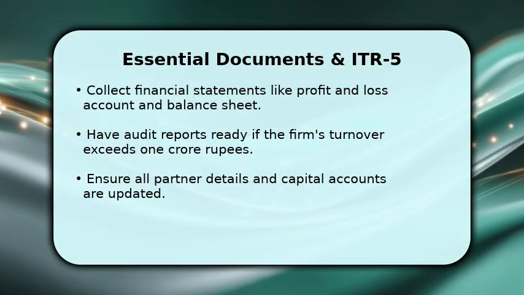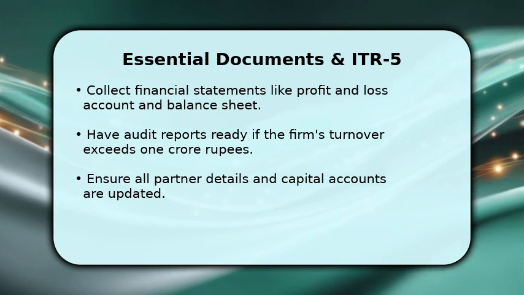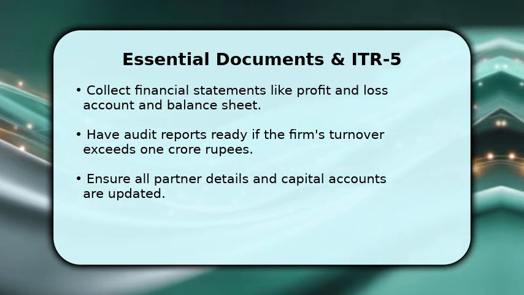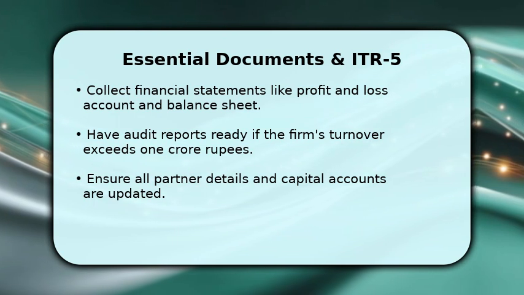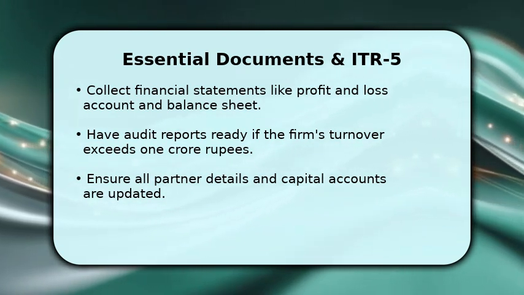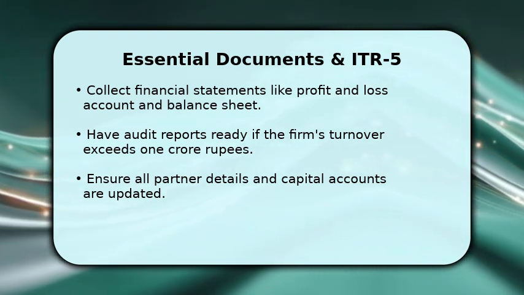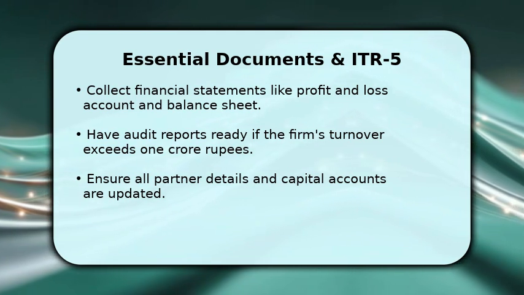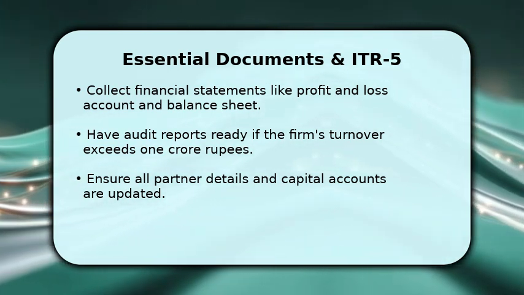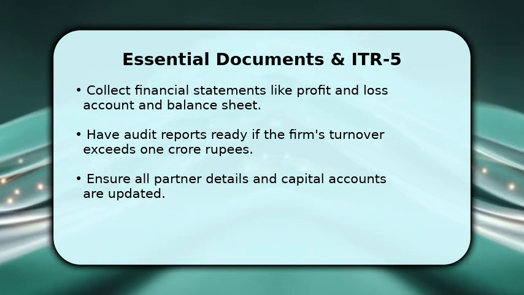To start, you'll need several key documents. Collect your firm's financial statements, such as the profit and loss account and balance sheet. If your firm's turnover exceeds 1 crore rupees, ensure your audit reports are ready. Also, have all partner details and their capital accounts updated and accurate. Partnership firms specifically use Form ITR 5 for their income tax returns. Having these prepared will make the filing process much smoother.